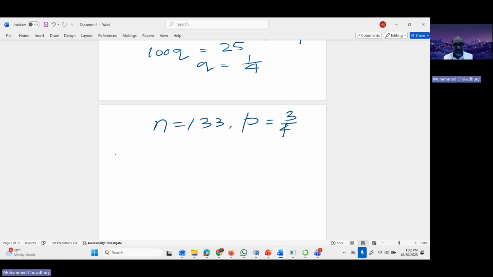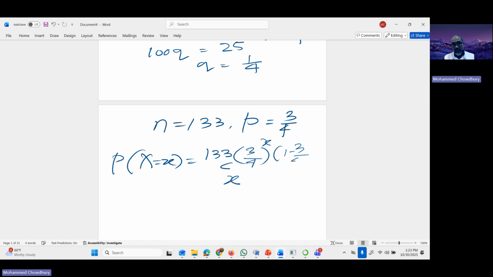So our binomial distribution is P of X equals x, equals 133 choose x, times 3 over 4 to the power x, times 1 minus 3 over 4 to the power 133 minus x. This is the answer.